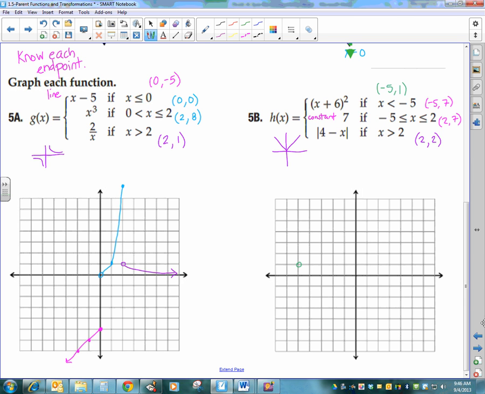Then I have the point (-5, 7), which is filled in, and (2, 7). So (-5, 7) and (2, 7) are filled in. And then I go (2, 2), and that one's a hole because it's not equal to. So over 2, up 2 is a hole. And now we have to talk about each piece. I'm going to do this first piece in the middle because that's easy. It's a constant function. It doesn't change. It's the same thing all the way across.